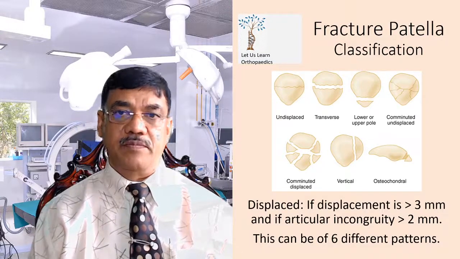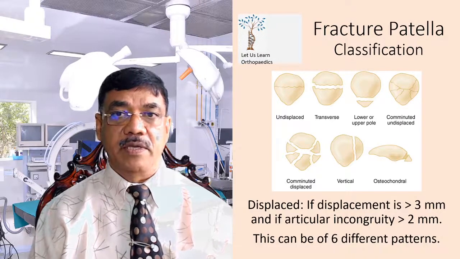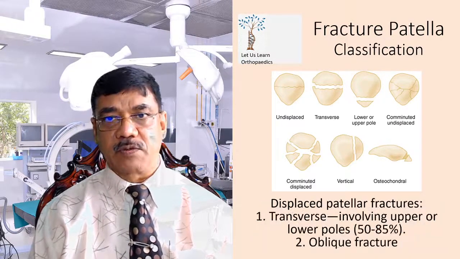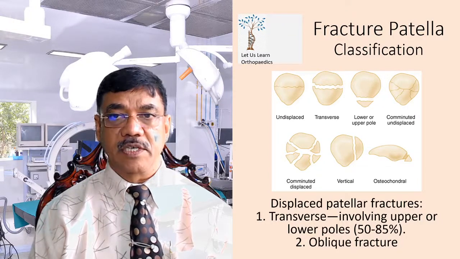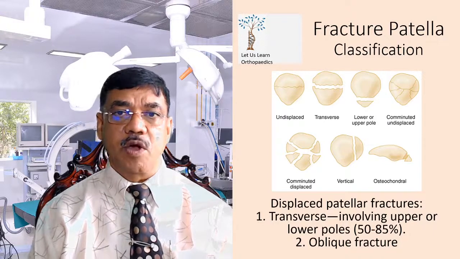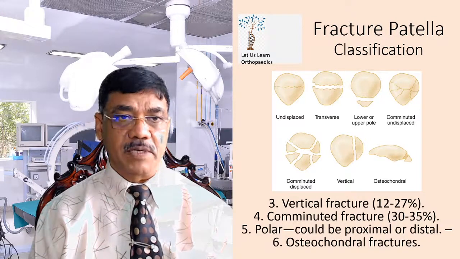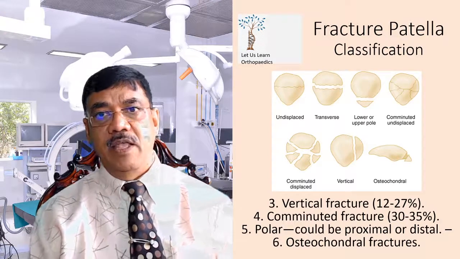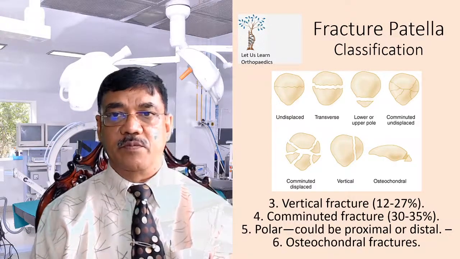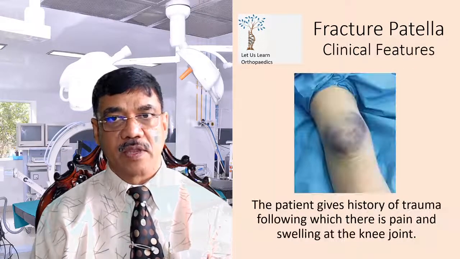Now the displaced fracture, if the displacement is more than 3 mm and if the articular incongruity is more than 2 mm, then we call it as a displaced fracture patella, and this can be of 6 different patterns. The displaced fracture patella, it may be one transverse involving upper or lower poles 50 to 85%. It could be oblique. It could be vertical fracture 12 to 27%. It could be comminuted fracture as you can see in the fifth picture here. Then it could be polar, proximal or distal, or it could be osteochondral fractures.